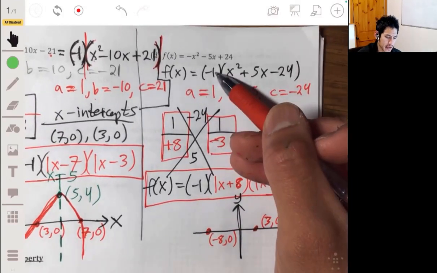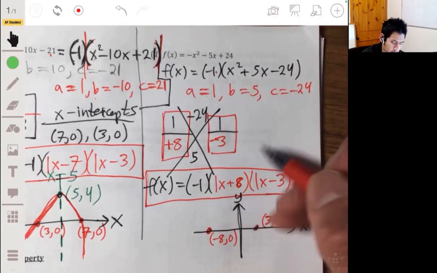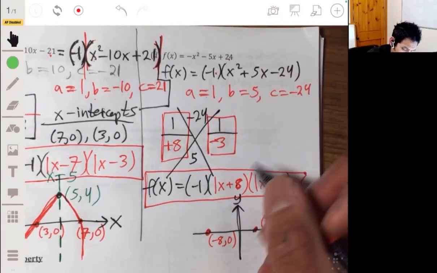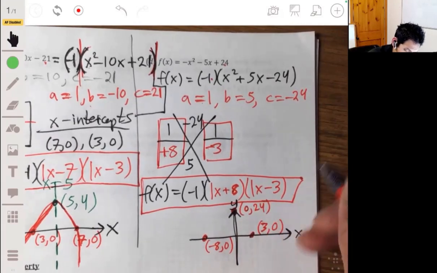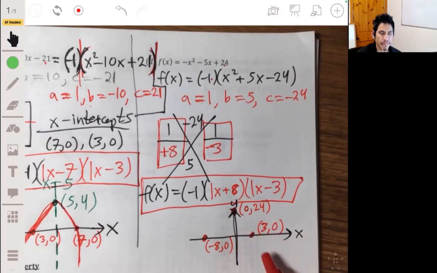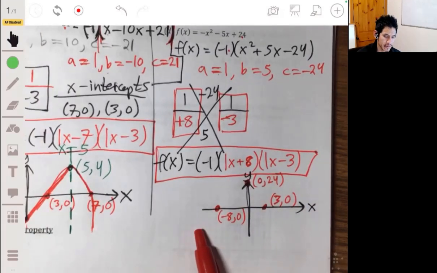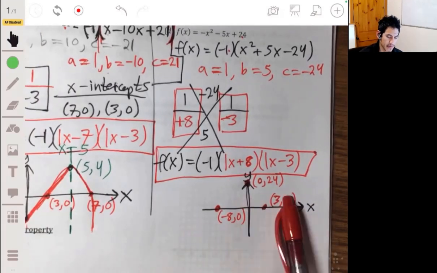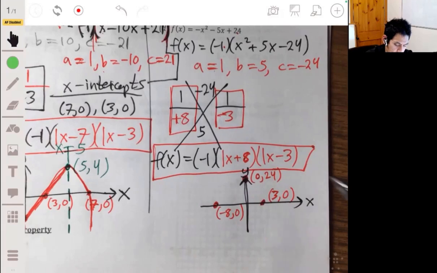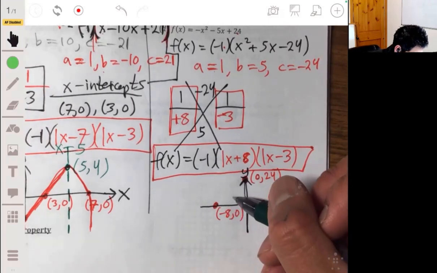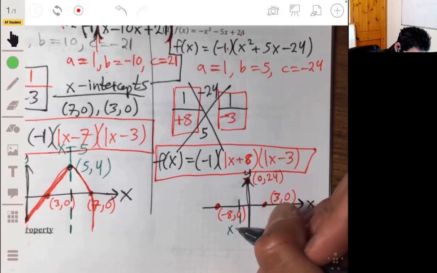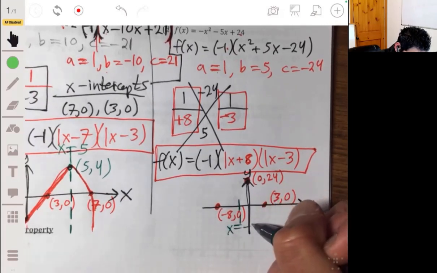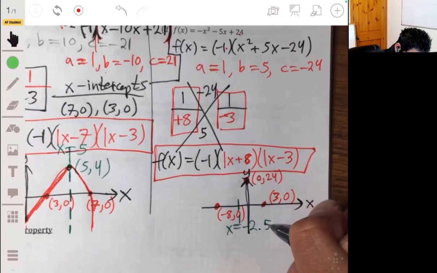Opening downward because a is negative. And the y-intercept will be at 24. Let's just say that's 24. It looks like a 24 to me. 0, 24. And the vertex is halfway between negative 8 and 3. They're 11 apart. So what's 5.5 away from negative 8? That's right, it's going to be negative 2.5. So we'll have the line of symmetry be equal to negative 2.5.